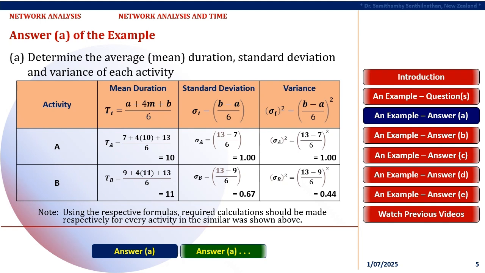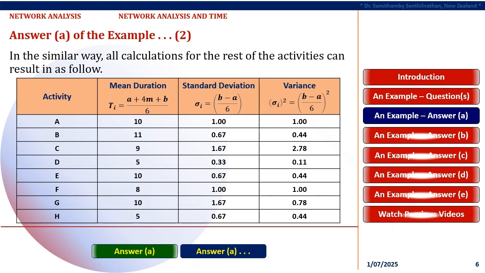As the variance is the squared value of standard deviation and the standard deviation of activity A is determined as 1, the variance of activity A is squared of standard deviation 1, thus resulting variance of activity A, known as sigma A squared, equals 1. In the similar way, all these 3 measures, mean duration, standard deviation and variance for activity B, are determined and shown here. You may also calculate and check the answer presented here.